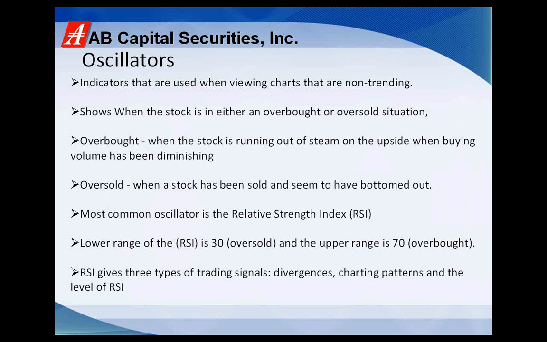And the most common oscillator that's being used in the market is the relative strength index. The range for the RSI is normally between 30 to 70. 30 would be the level where the stock is already oversold, while an RSI above 70 would show a stock that's extremely overbought.